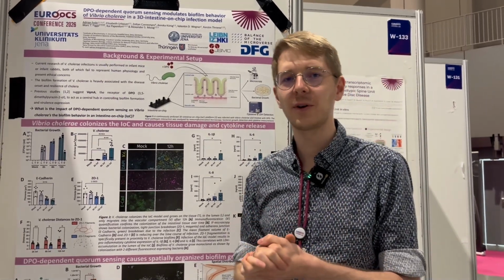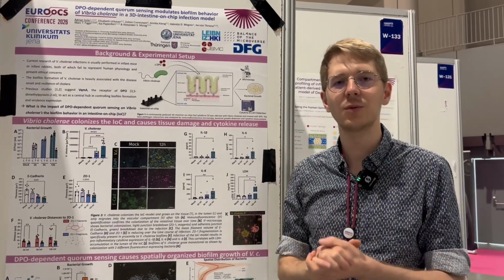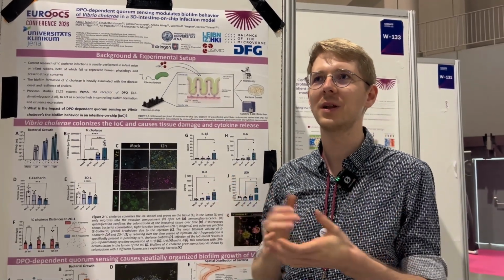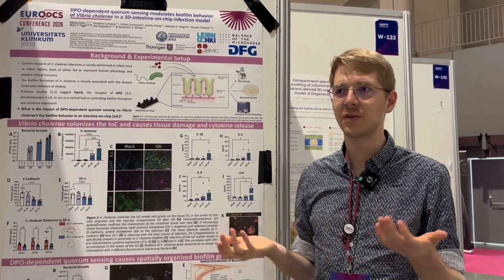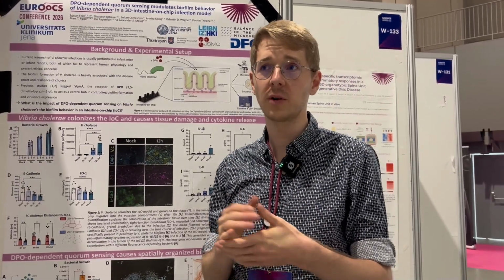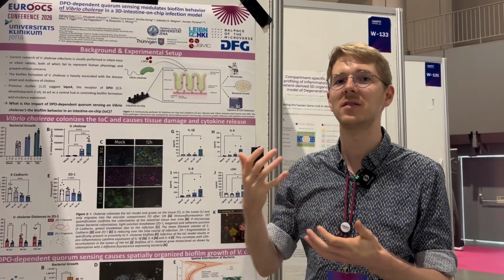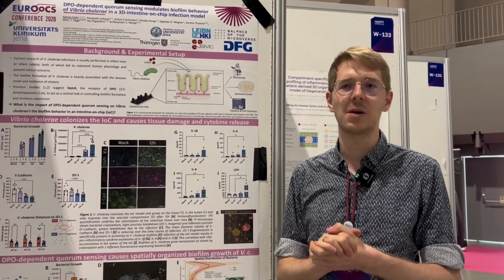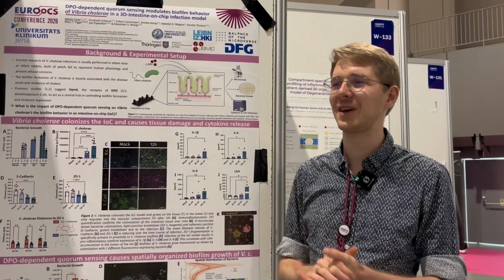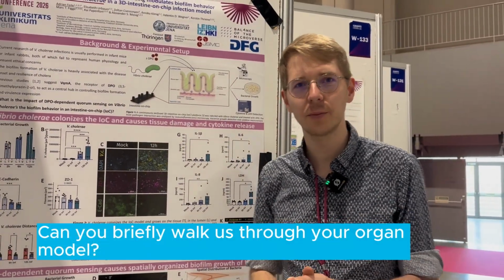And the problem when working with Vibrio cholerae is that it is a strictly human pathogen, so it does not really infect different animals or mammals. So using animal models is not really a reliable tool to understand the disease onset. And that's why we are working here with intestine-on-chip models. We are working with the Dynamic42 chip platform.